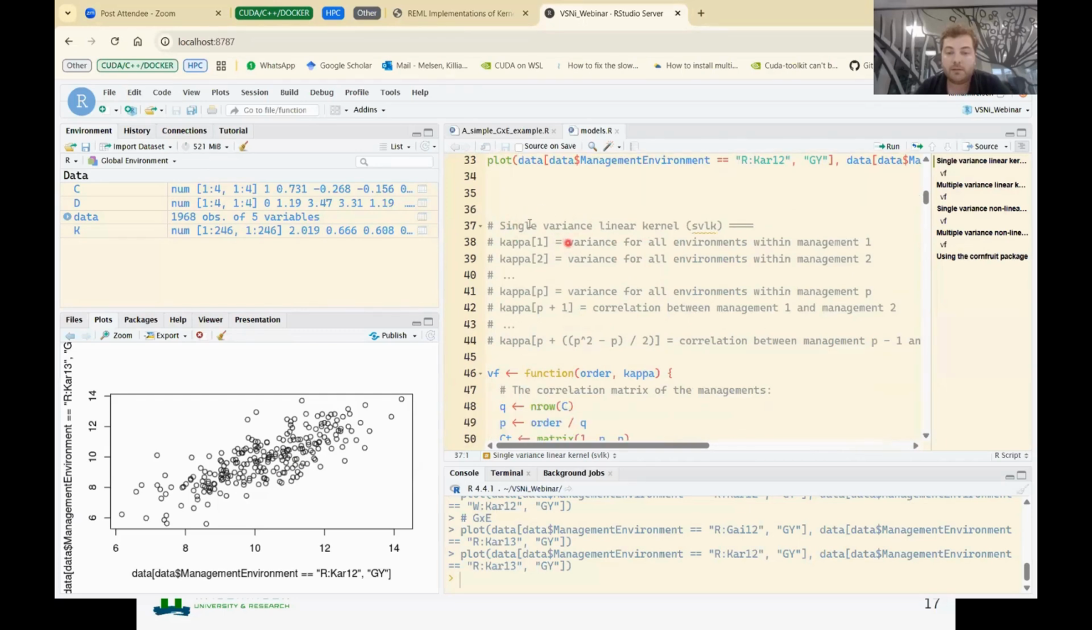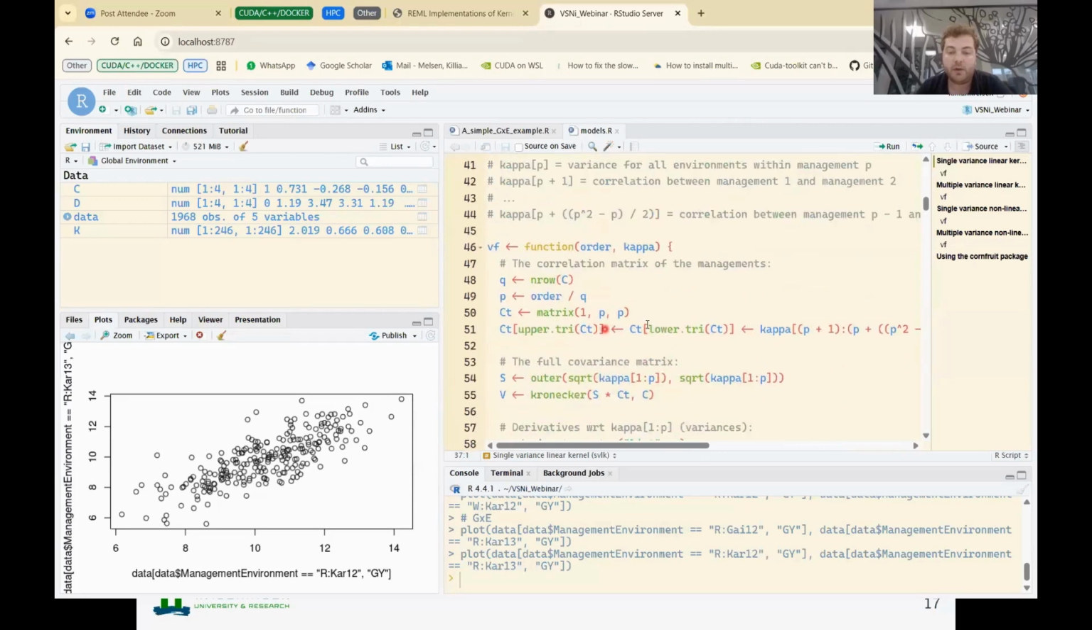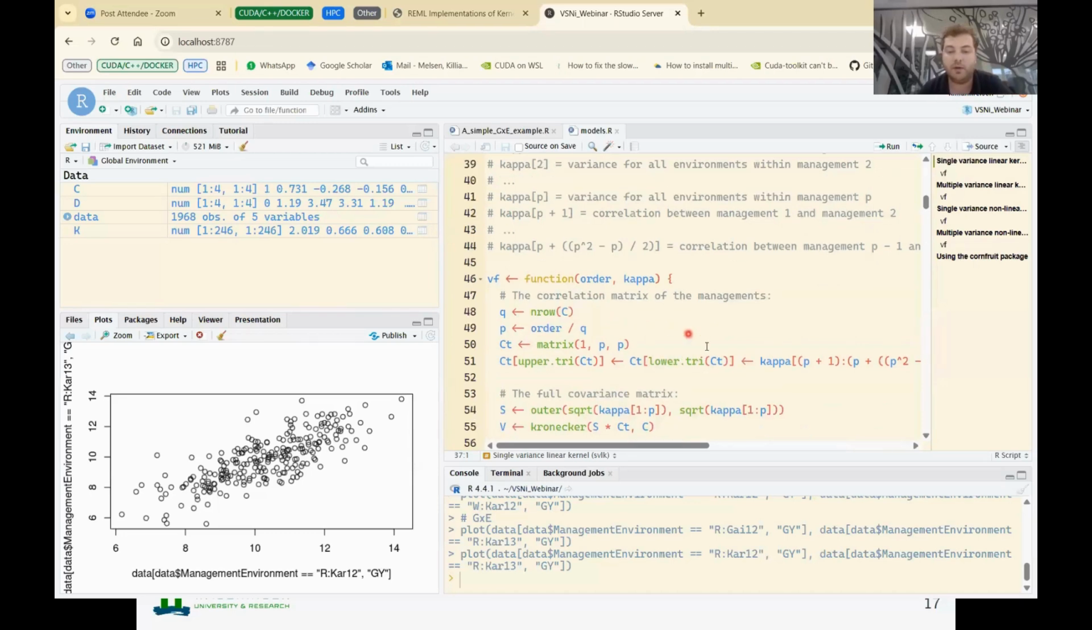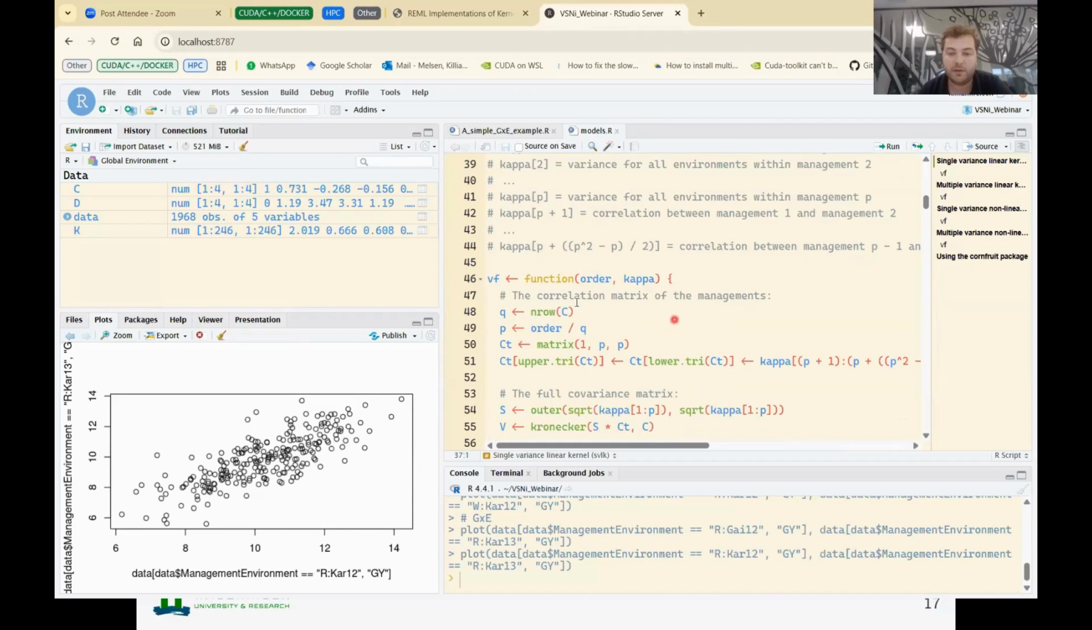Then we'll fit the, let's say, single variance linear kernel model to this data. I've kept it kind of general here, so I'll share a link later where you can copy these code blocks as well. In principle, this should work for any number of environments and managements, theoretically. In practice, maybe it becomes hard to fit. So yeah, we have the function, which again takes order and kappa.